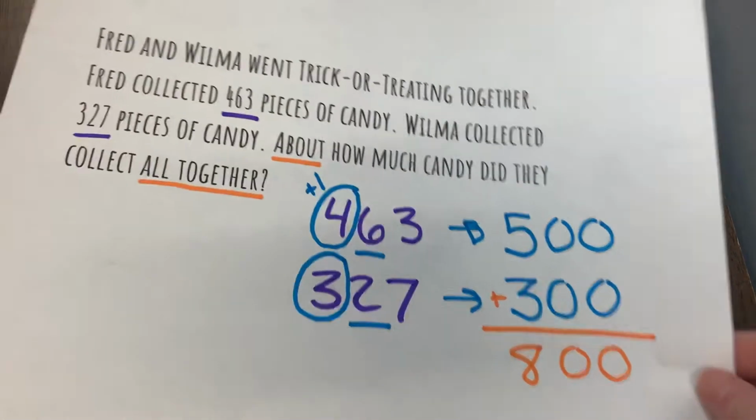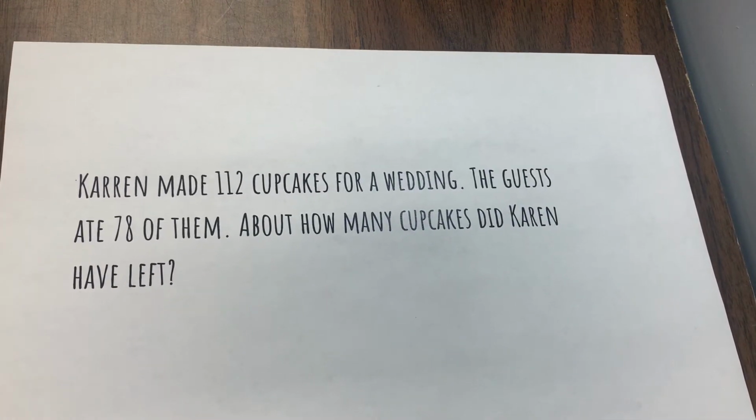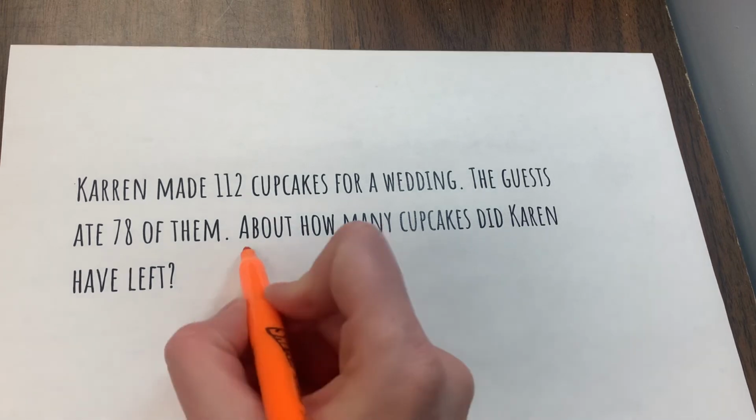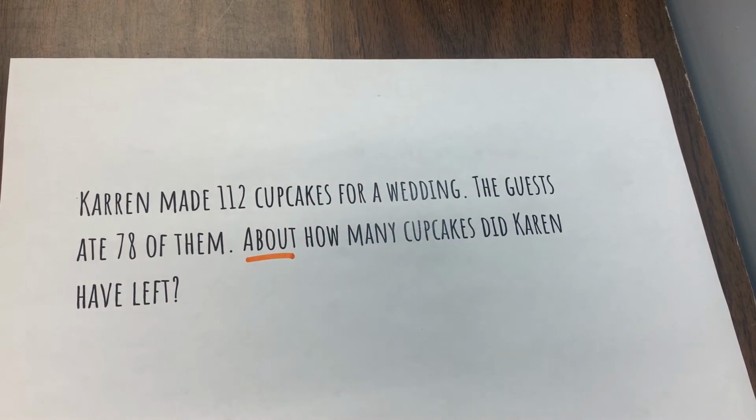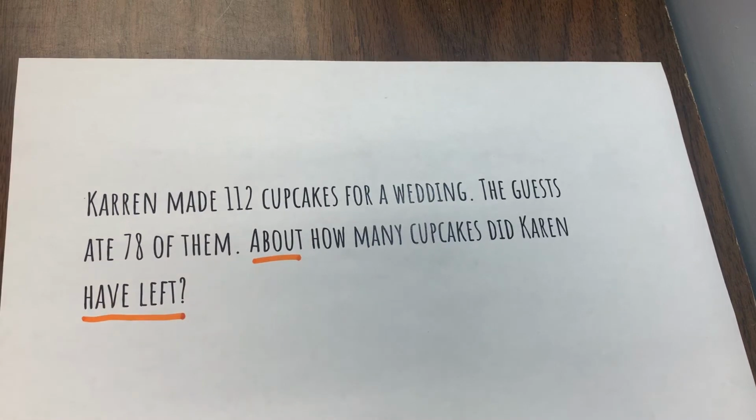Let's look at another one. Okay, this one says, Karen made 112 cupcakes for a wedding. The guests ate 78 of them. How many cupcakes did Karen have left? About how many cupcakes did Karen have left? So again, we see about. We know we have to round, and have left lets us know that we should subtract.